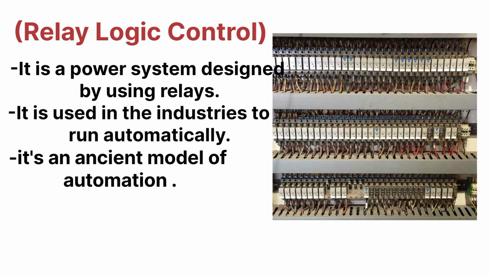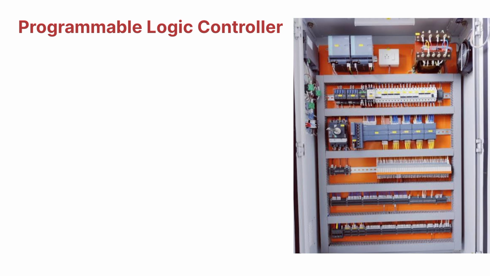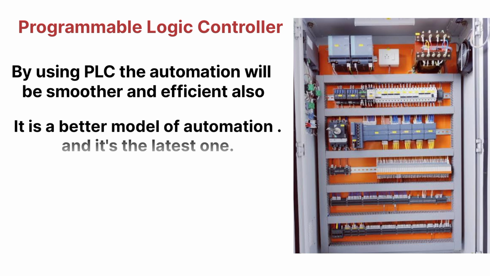So to overcome this problem, we moved towards the PLC. So now let's see what is PLC. PLC stands for Programmable Logic Controller, and a PLC panel is a special steel box that contains electrical components required to run a factory machine or process in a smooth way. That means here the automation takes place in a smooth and efficient way.